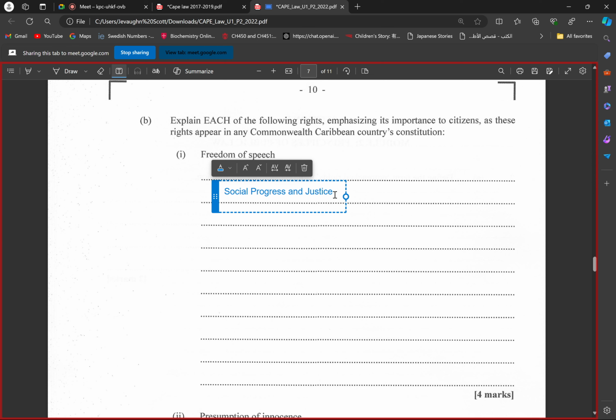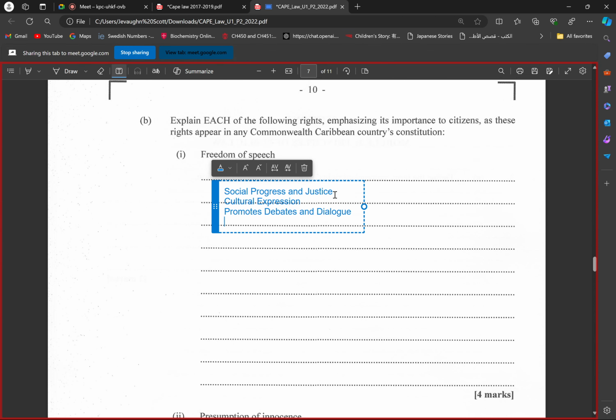Go ahead. I think somebody raised their hand. Yes, sir. I was going to say that freedom of speech is where citizens will be able to communicate their ideas and information, as stated in the Constitution of Guyana, Section 146, subsection 1, that no one should be hindered in the enjoyment of his freedom of expression and freedom to communicate their ideas and information. Okay. Alright, so we have what's there?